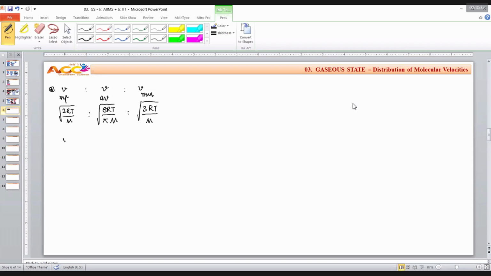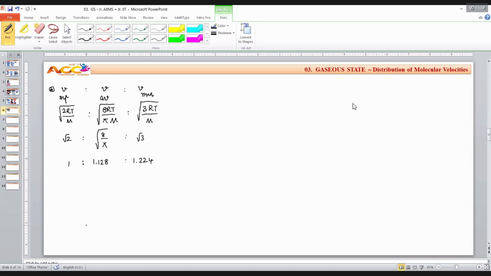How to proceed? Very simple. Root RT by M cancels. Root 2, root 8 by pi, root 3. Right. Some people say this answer as it is, they will give this answer. Right. Some people say if you simplify this, the smallest number here in this case is root 2. If you divide throughout by root 2, then we get 1 is to 1.128 is to 1.224.